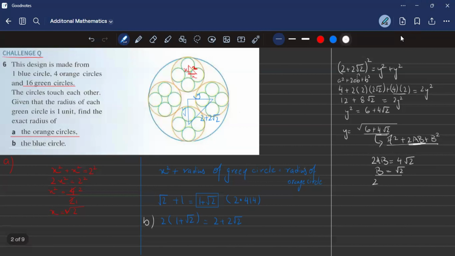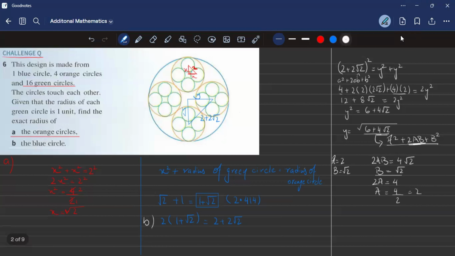So now we are left with 2a, which is equal to what? 4, because 2ab is 4 under root 2 and b is under root 2, so 2a is left with 4, and a is equal to 4 divided by 2, which is equal to 2. Before we go on, we have got the values: a is equal to 2 and b is equal to under root 2.